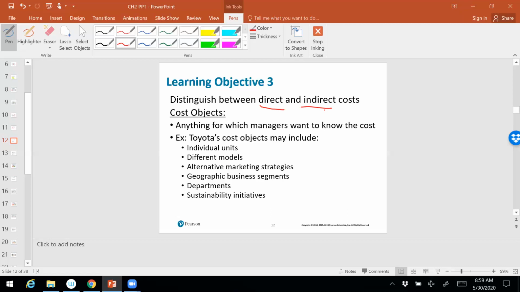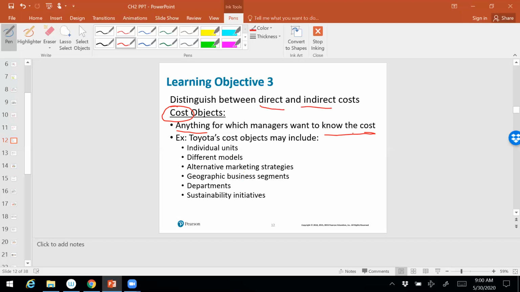Before we do that, we have to know there is something called cost objects. A cost can be a direct cost for one cost object, but can be an indirect cost for another cost object. So we want to first make sure when you talk about cost, you talk about what the cost is related to. What are the cost objects? A cost object is anything for which managers want to know the cost, right? So if I say, what's the cost for the car? Then the car is the cost object.